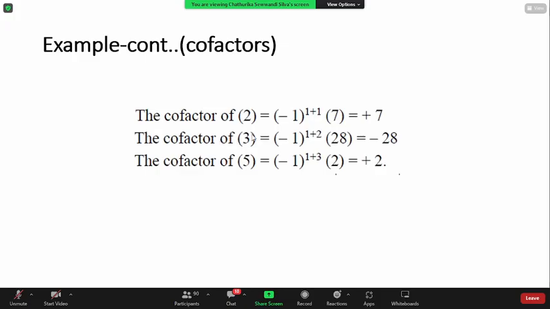Then the second element of the first row is 3, minus 1 to the power row number 1, column number 2, so minus 1 to the power 3. Therefore it is minus. Then the final element of the first row, 5: minus 1, row number 1, column number 3, so altogether 4, minus 1 to the power 4 means plus. So this is how the pluses and minuses are.